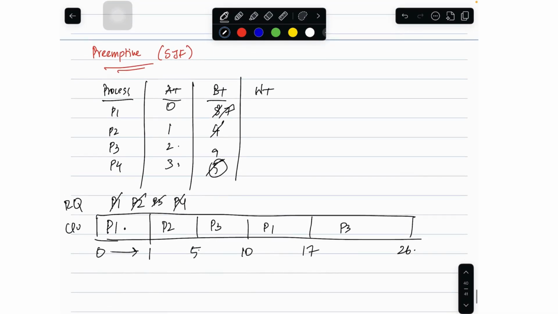Now look at the waiting time. Waiting time is 10 minus 1, 1 minus 1, 17 minus 2, 5 minus 3. Oh wait, I think I'll explain it again. Now the process P1 has to wait 10.